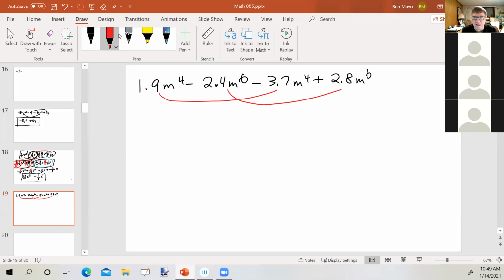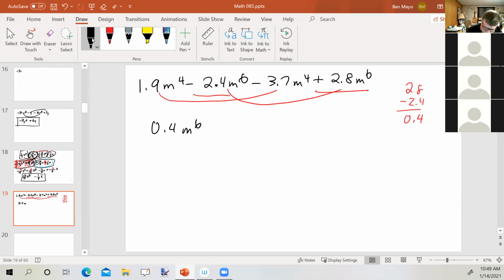So let's deal with the m to the 6th power first. Well, if you've got minus 2.4 of something plus 2.8 of something, that would be like 2.8 minus 2.4, which would be 0.4. So I've got 0.4 m to the 6th power. Okay, so this combined with that gave us that.